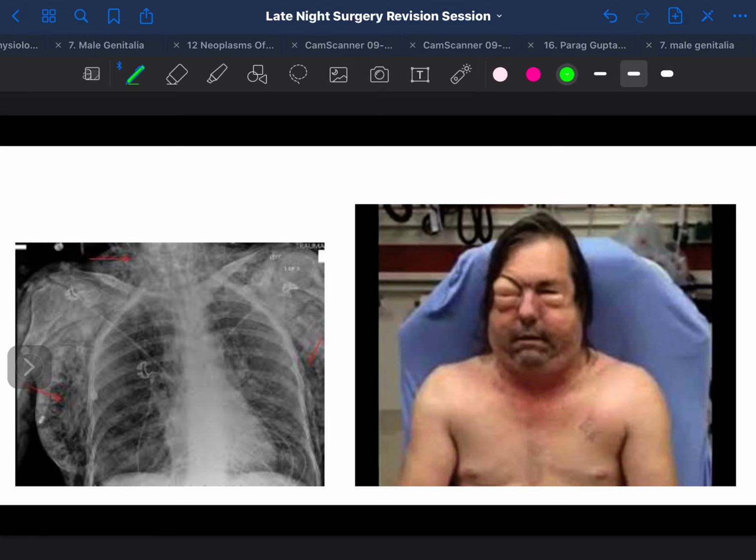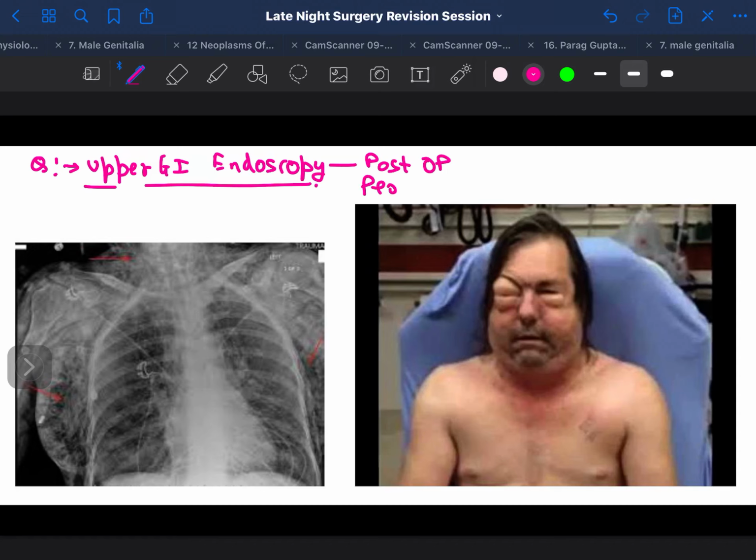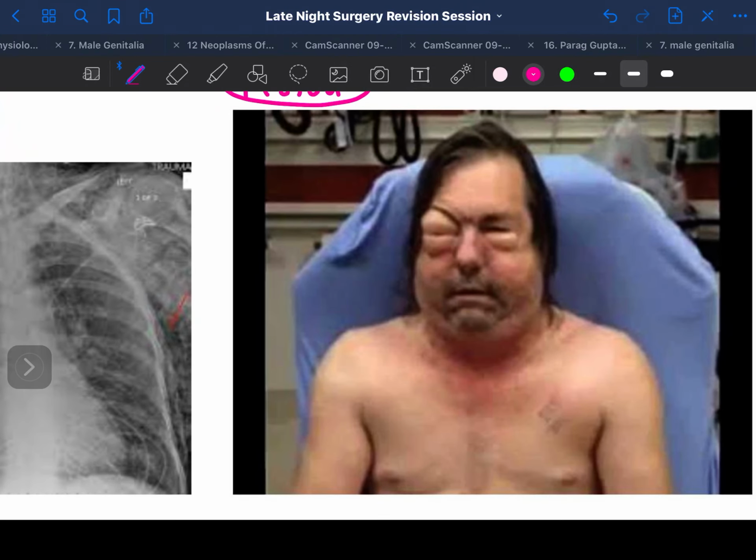So here you have a person and you're having an X-ray. Now I'll give you a clinical scenario associated with this. Let's say there is a patient who was subjected to an upper GI endoscopy. You performed the upper GI endoscopy in this particular patient. In the post-operative period, you went to examine this patient, and the patient complained, and the patient looked like this.